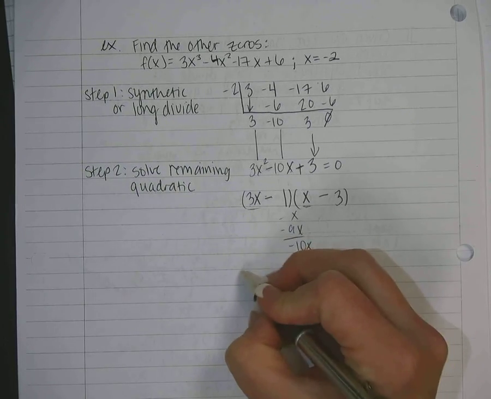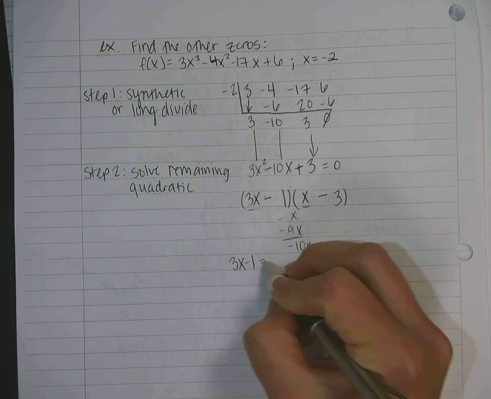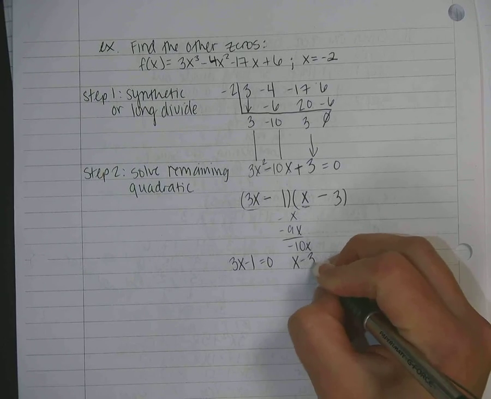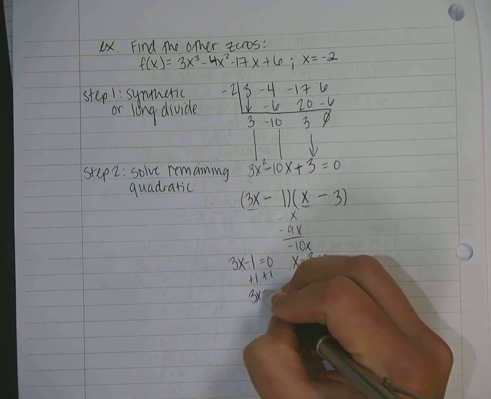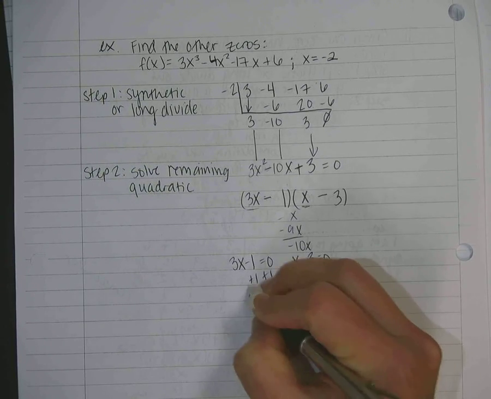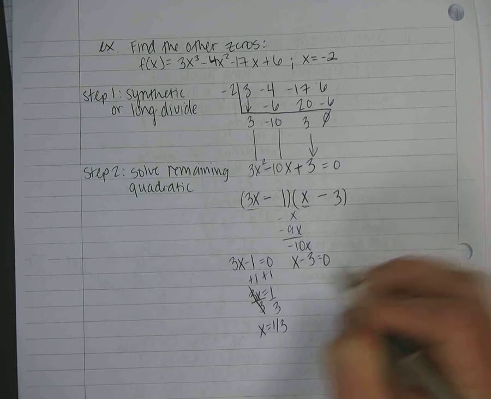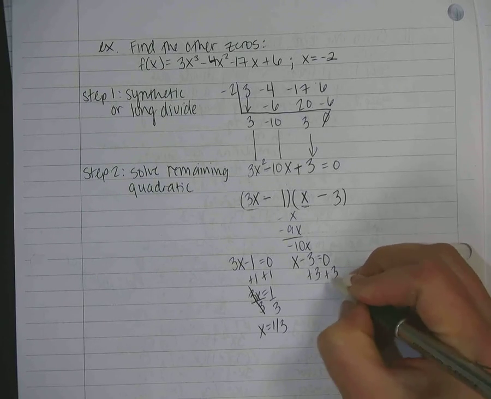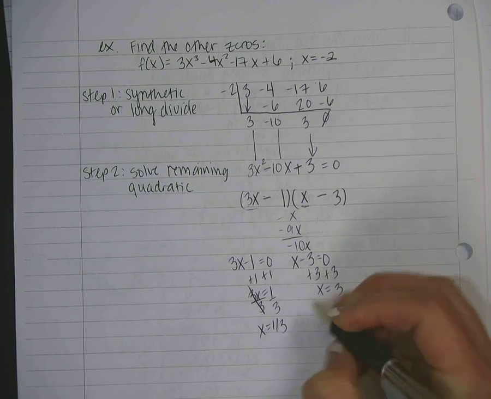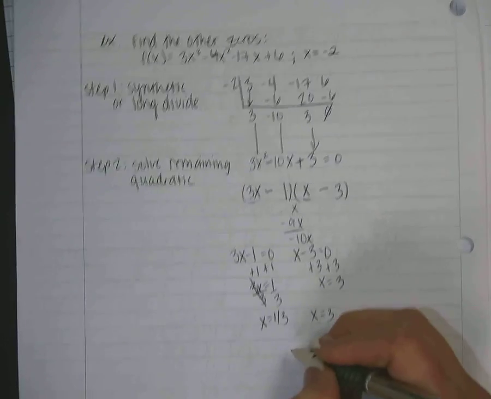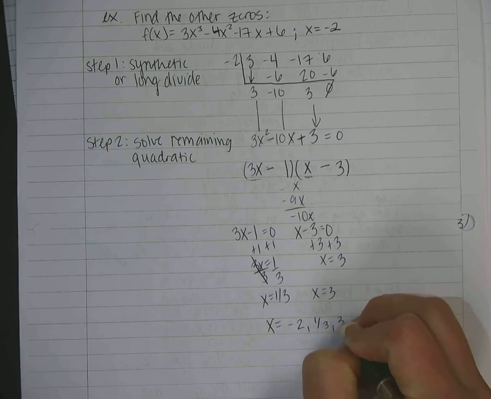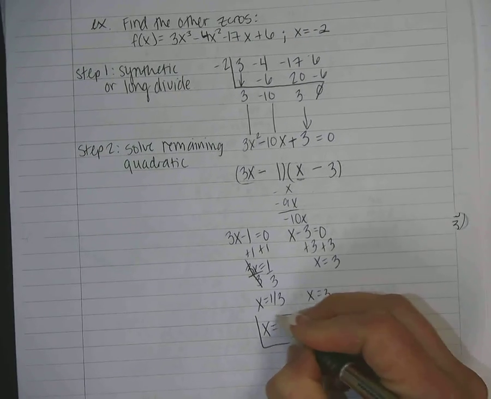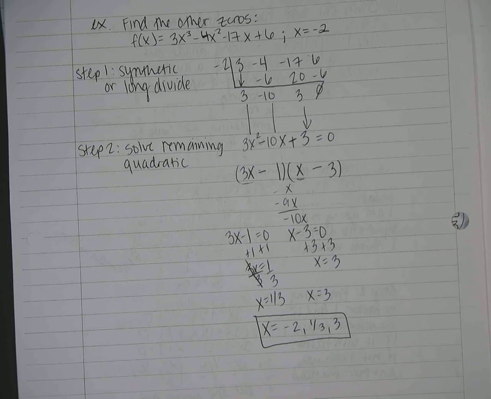Okay, I want to set them both equal to 0 and solve. So all of my zeros are x equals -2, 1/3, and 3. This is actually the example from the last problem. We just factored out the roots in a different order.